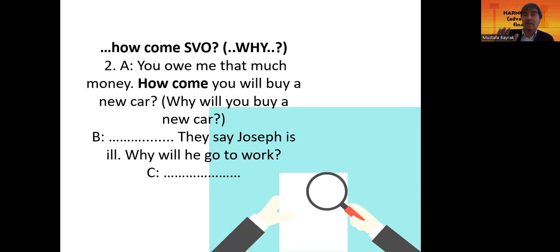Attention here: we use the sentence form with a question intonation. How come you will buy a new car? It is just like asking, why will you buy a new car? Of course, how come you will buy a new car is much stronger and more impressive than why will you buy a new car?